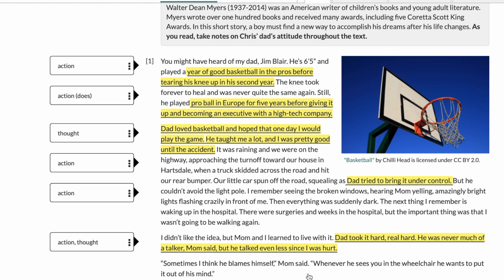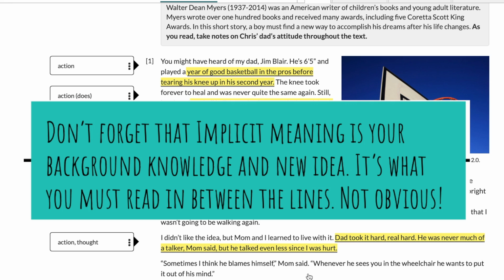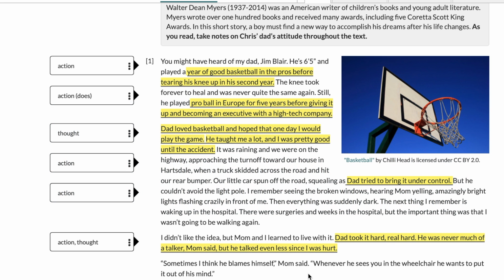So remember, step 1 was all explicit meaning, what the text literally says. We annotated what action, what thought, or anything that the character said. That's all explicit. Now we're going to do the implicit work, meaning we have to read in between the lines because the text isn't necessarily going to tell us the answer. This is where some of our inferencing comes in, because remember, an inference is information from the text plus background knowledge equals this new idea.